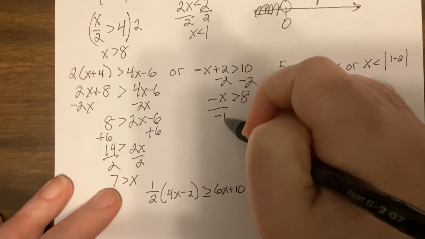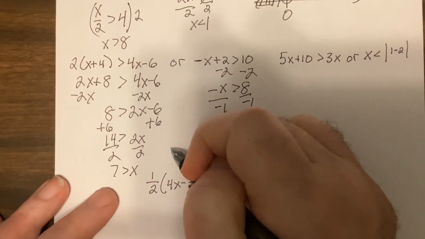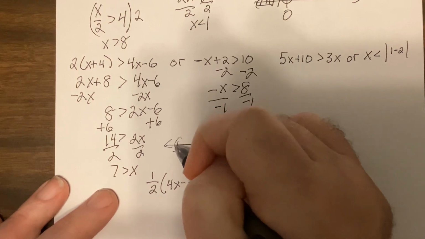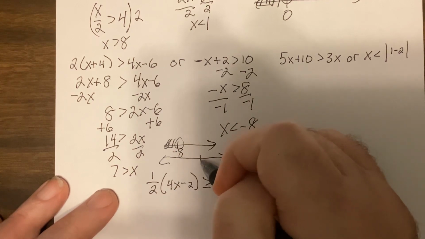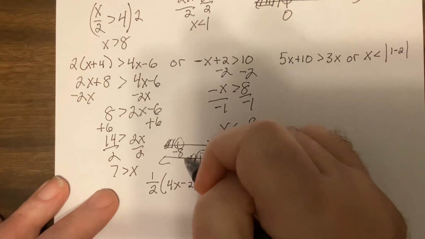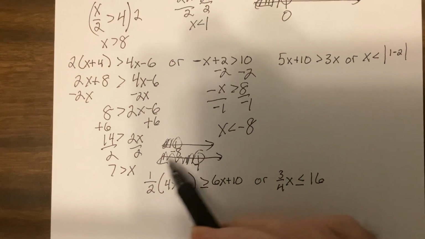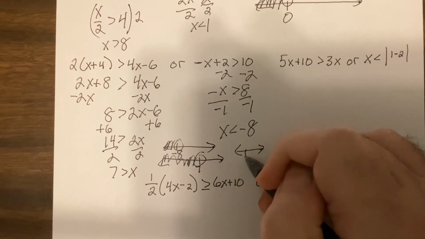Then take the opposite of both sides. So x is less than negative 8. So we have less than negative 8. We have less than 7. Now, if you remember what I said in part 1, if it's going in the same direction, it's the longer one. So the longer one would be less than 7. So that is my answer.